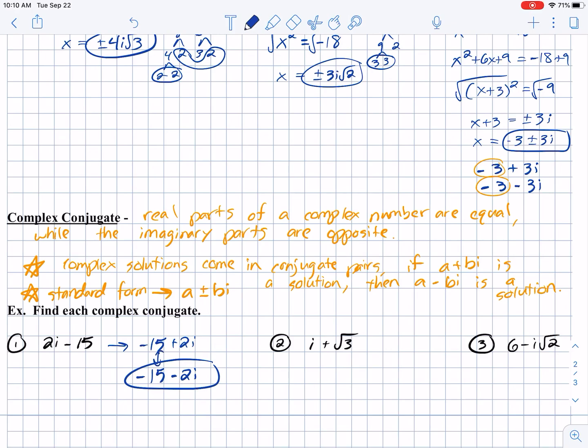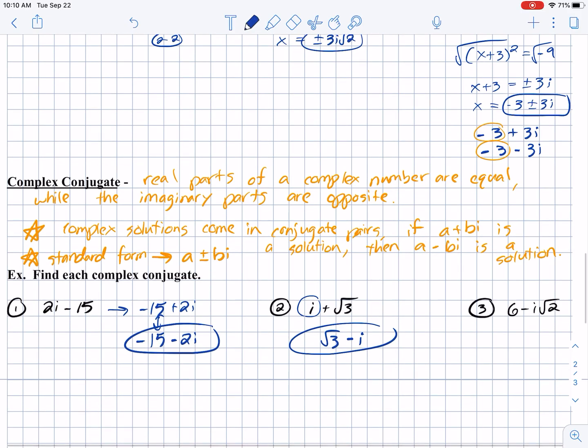How about for 2? The conjugate would be negative root 3, real part stays the same, root 3 minus i. Imaginary part becomes the opposite. How about 3? You guys go ahead and try 3. Write the complex conjugate of 6 minus i root 2. Should be 6 plus i root 2.